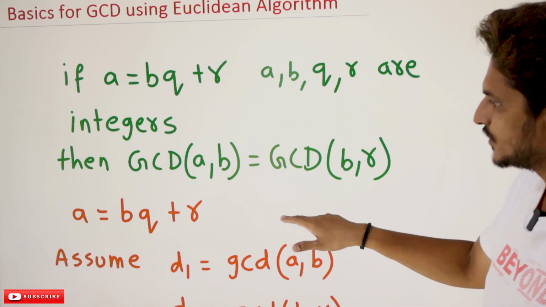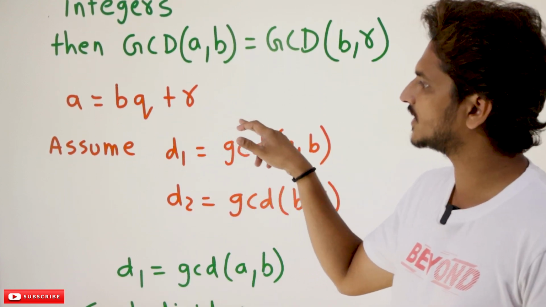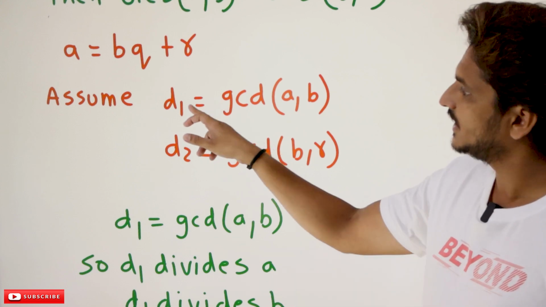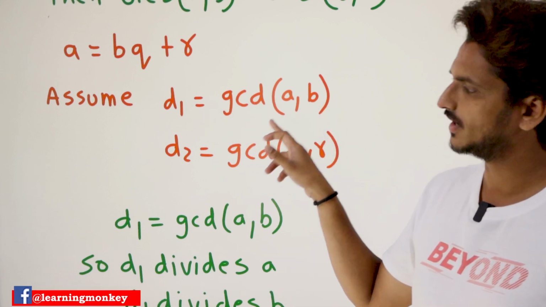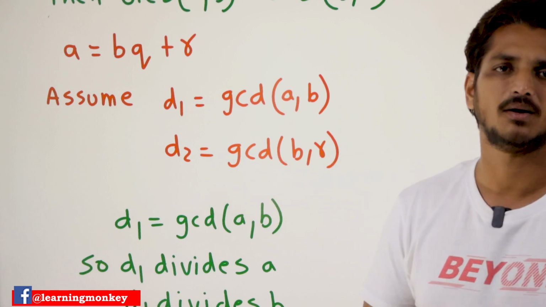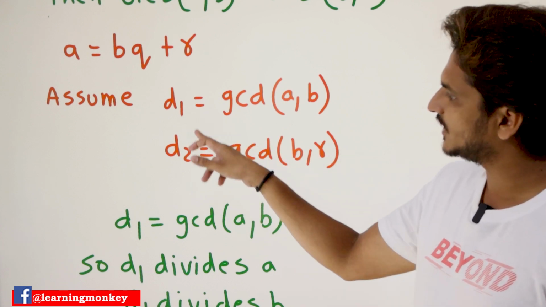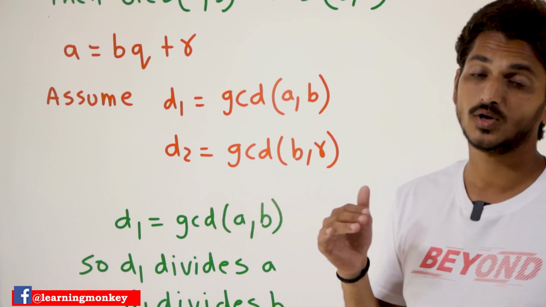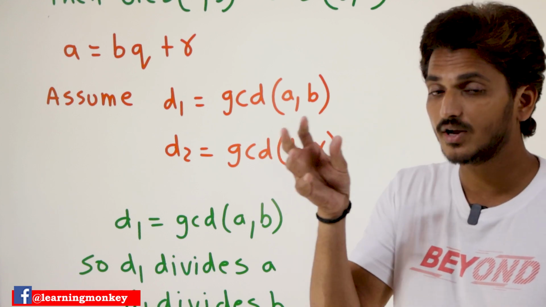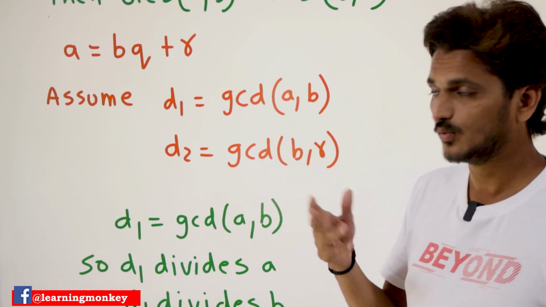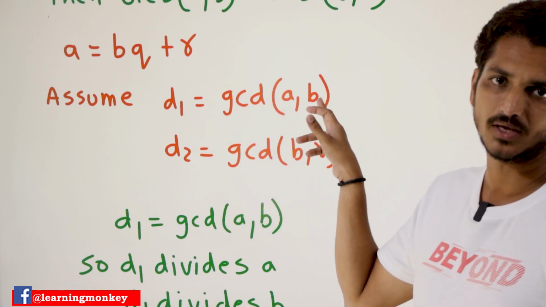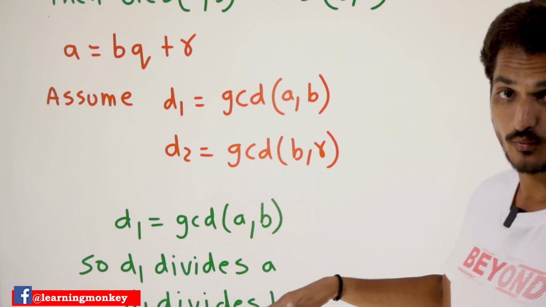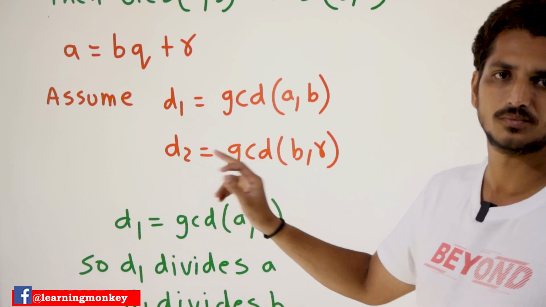So now coming to the proof, A is equal to BQ plus R. This is what we considered. We are assuming that D1 is equal to GCD of A comma B, and D2 is equal to GCD of B comma R. If we show that D1 equals D2, then it is accepted. That is what we are going to do here. We need to show D1 equal to D2. We are assuming first that D1 is equal to GCD of A comma B, and D2 is equal to GCD of B comma R. Below we need to show that D1 equals D2.